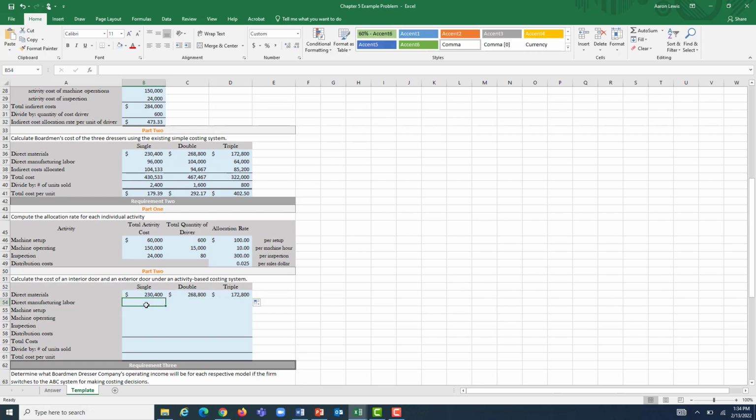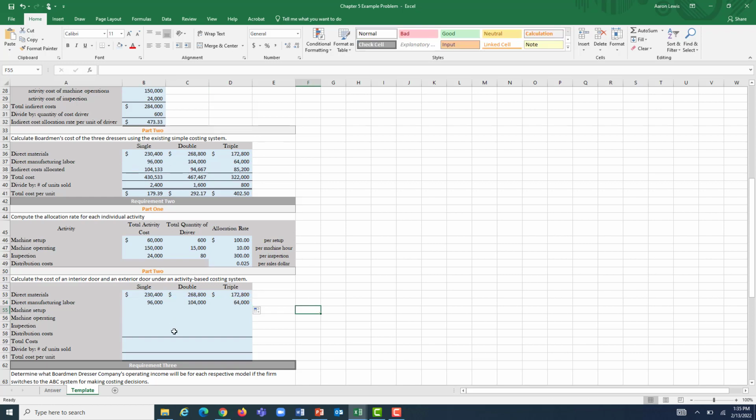Our next cost component is direct manufacturing labor. Direct manufacturing labor, again, is not going to change because we changed our allocation system. We changed the way that we perceived overhead, because it also is a direct cost, which means even if we switch systems, we're tracing directly how many hours our laborers are working on each of these respective models, and therefore these numbers will not change. It's still going to be $96,000 for a single, it's still going to be $104,000 for a double, and it's still going to be $64,000 for the triples.